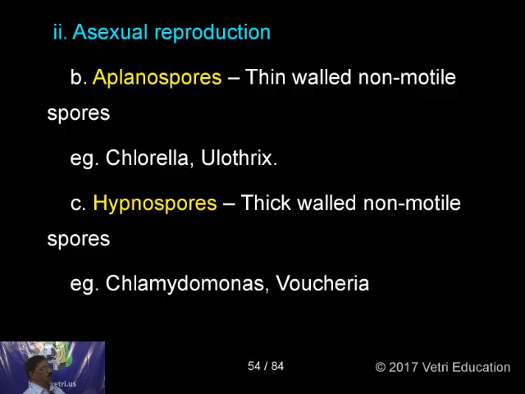Next, aplanospores. Planos means moving, aplano means non-moving or non-motile. These spores are thin-walled, they never move, take some rest and develop into that particular alga. Examples: Chlorella, Ulothrix. The third one, hypnospores. Hypnos means thick, so the cell has a thick wall around it, takes some rest and sometimes develops into a new plant. Examples: Chlamydomonas and Vaucheria.